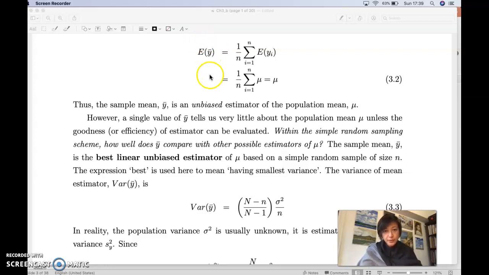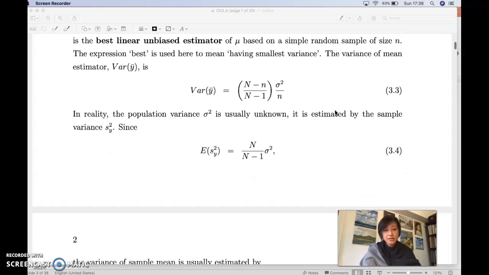All right, so far in simple random sampling, we have defined equation 3.2, which is that the expected value of our sample mean equals the population mean, mu. We can say that if that's the case, y bar, the sample mean, is an unbiased estimator of the population mean. So this is by definition.